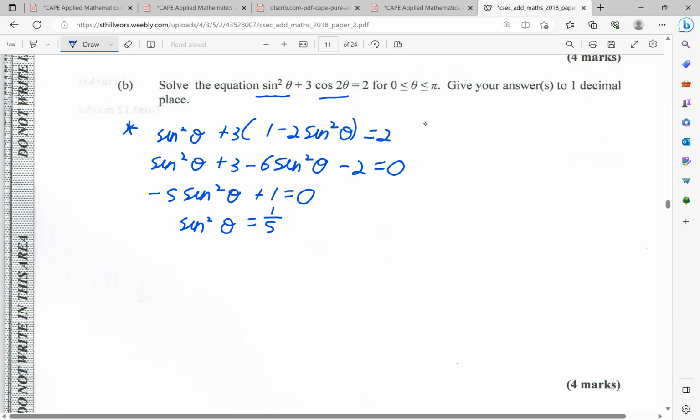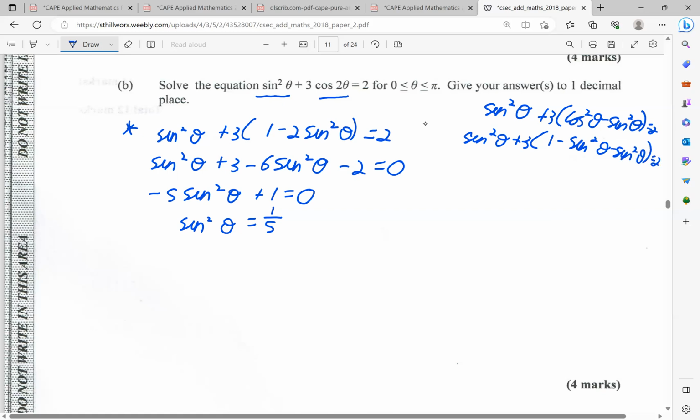Sir, for the cos 2 theta, essentially you could have done cos A plus cos B, but that's the longer way, but we just use the cos squared theta minus sine squared theta. Right, so yes, you could use that. So you'll go sine squared theta plus 3 into cos squared theta minus sine squared theta is equal to 2. And then you could change that cos squared theta into 1 minus sine squared theta.